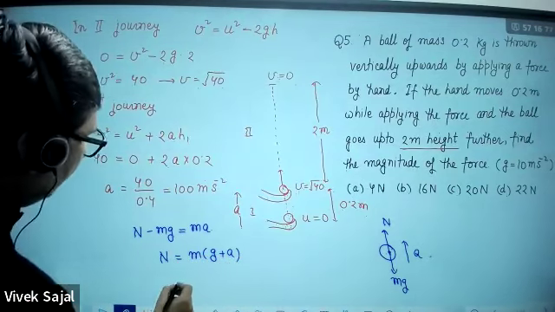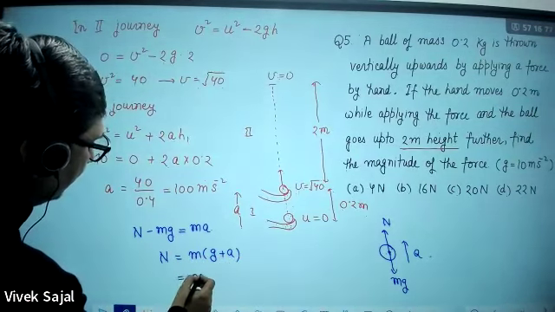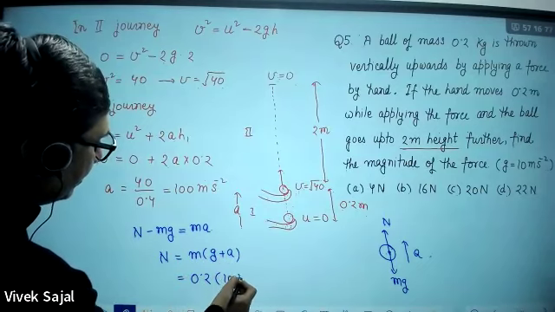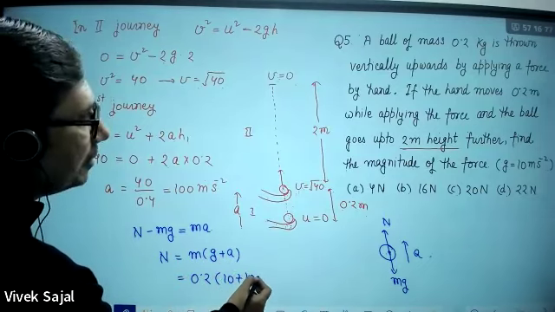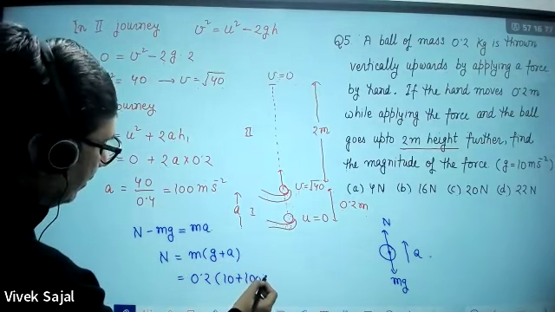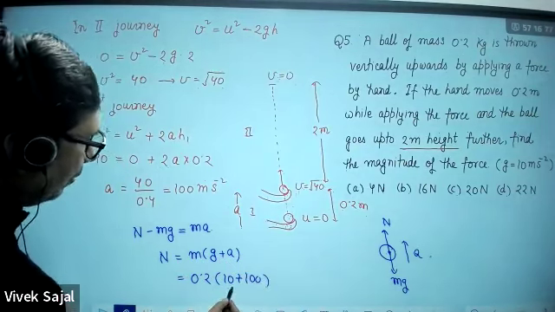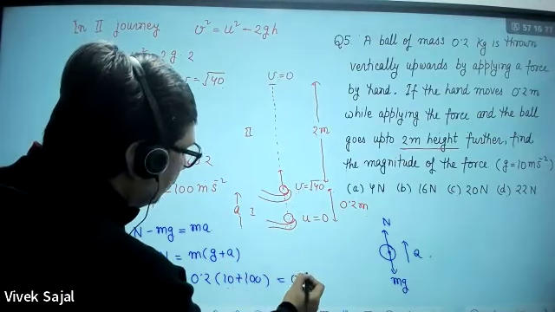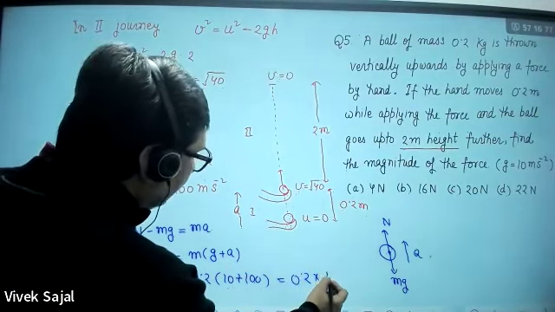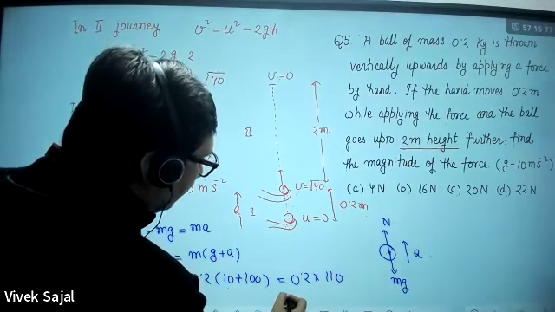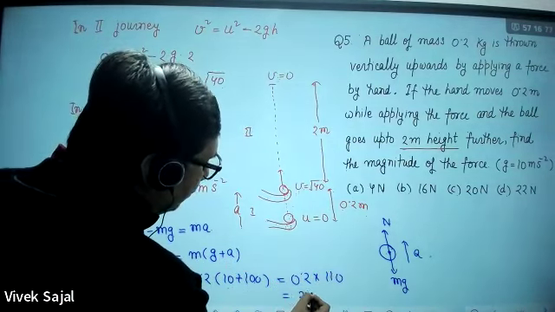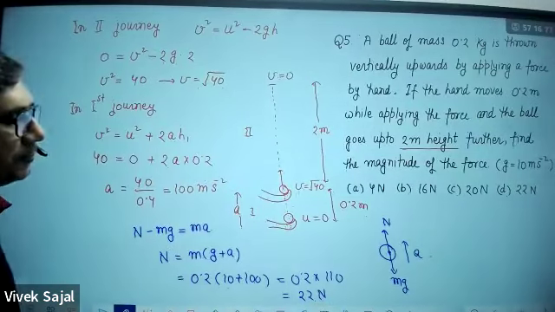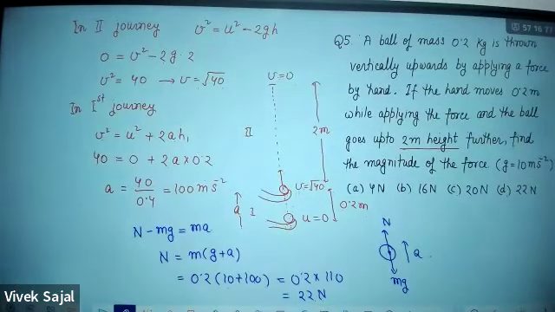What is the mass? 0.2 kg. So here 0.2 kg, g is 10, plus a, this will be 100. So it will be how much? This is equal to 0.2 into 110. So the zero is gone, and this will be 22 Newton. So this will be the answer of this question.